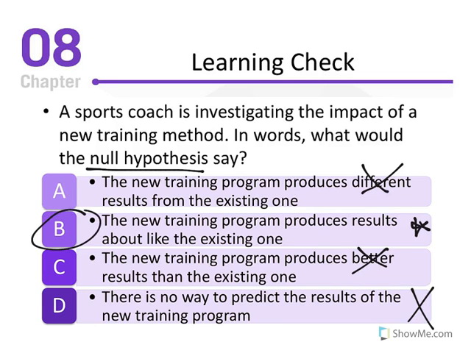Therefore, we see that B is accurate. The new training program produces results about like the existing one. So again, we see equality, that they're equal to one another. No difference, no change is being predicted in this particular statement. And again, that's reflective of the null hypothesis.